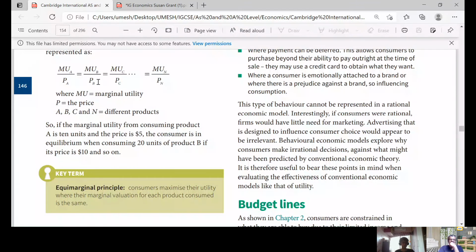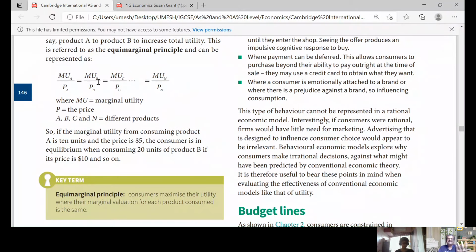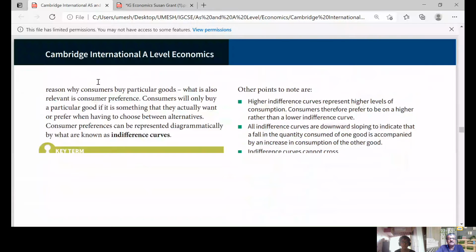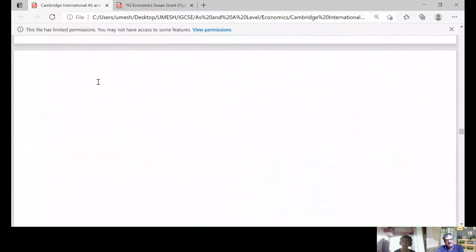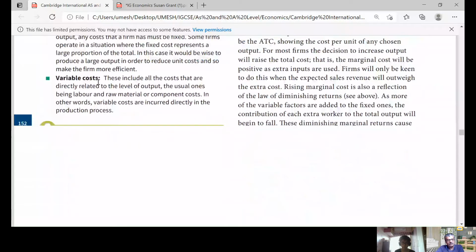MUA upon PA is equal to MUB upon PB. That is the equimarginal principle you follow when you are a consumer. So you try to have the marginal utility of product A divided by the price of A equal to the marginal utility derived from the consumption of B divided by the price of B, and it goes on.